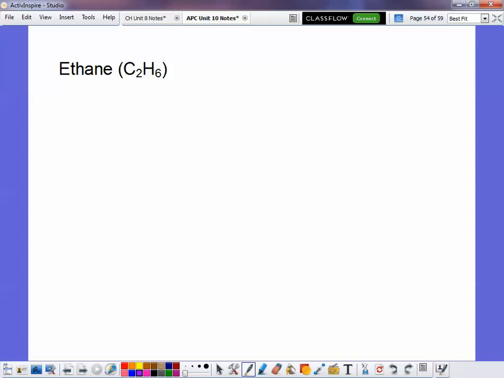Ethane, C2H6. We've got 2 carbons and we have 6 hydrogens. Each carbon is sp3 hybridized. Let me actually draw out the quick Lewis structure of this. Each carbon has 4 areas of electron density around it. Each carbon is bonded to 4 things. So each carbon is sp3 hybridized.